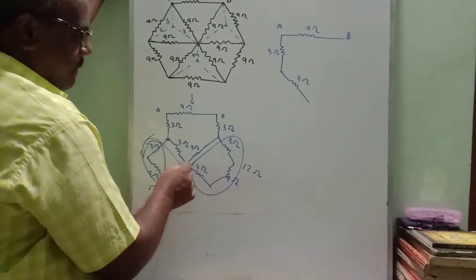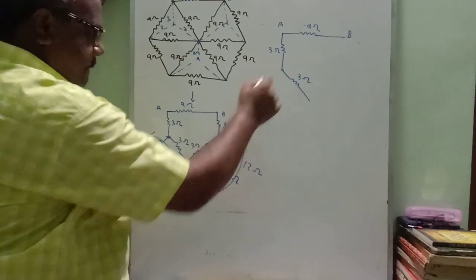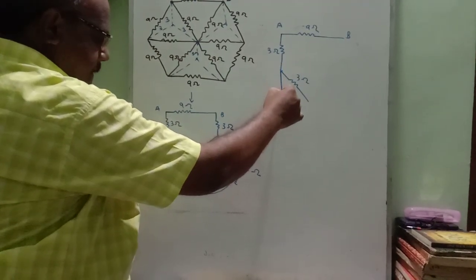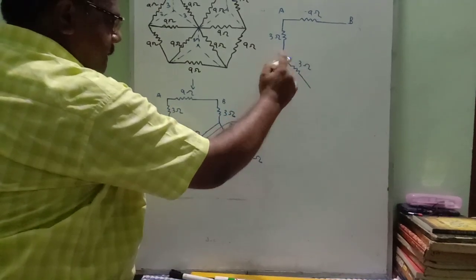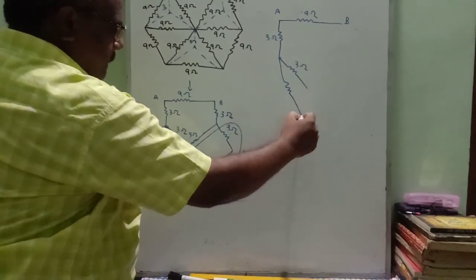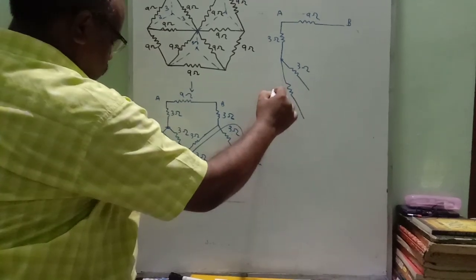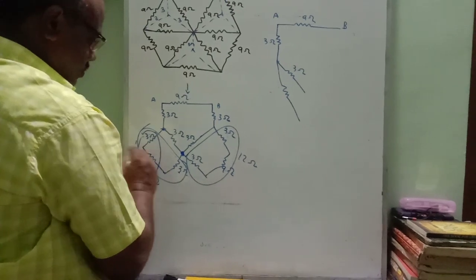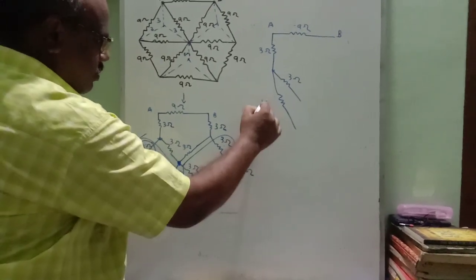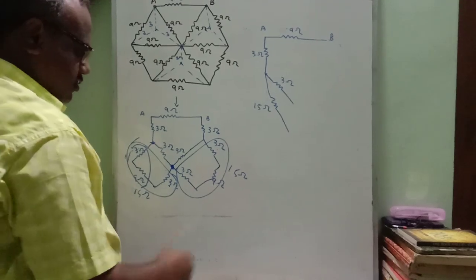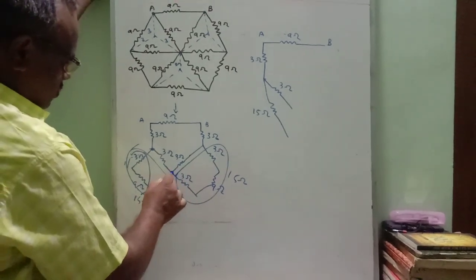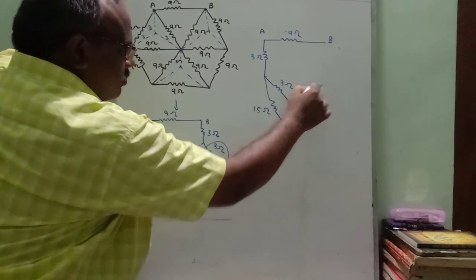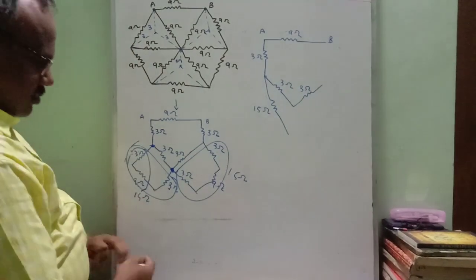Now this will be 15 ohm. 12 and 3 is 15, so it will be 15 ohm. Now here say 3. Now this is also 3. This is 3 ohm. This is 3 ohm.